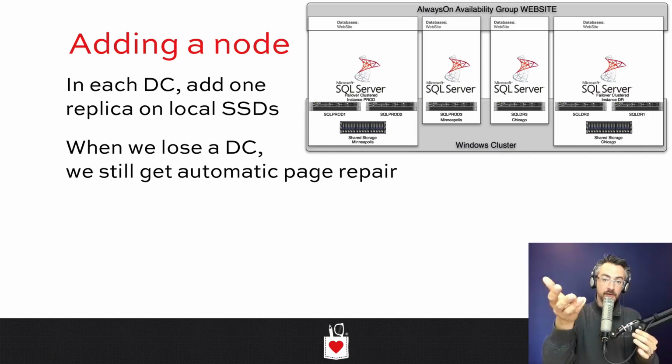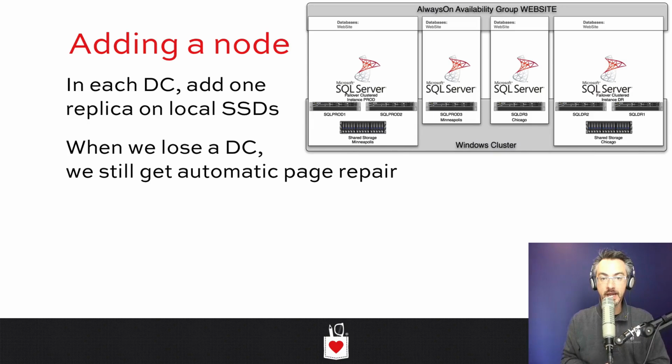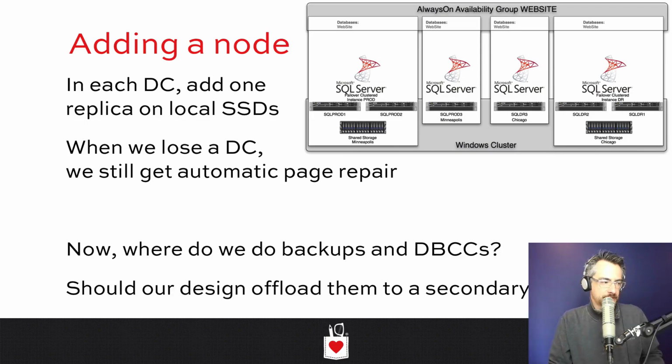This happens to be Discovery's infrastructure back when we first built it so that we could know we would get automatic page repair under any conditions, even if we lost an entire data center. Now this brings in some interesting questions, and some of you may have designed an AlwaysOn Availability Group as you built yours out. Where do you do your backups and CHECKDB?